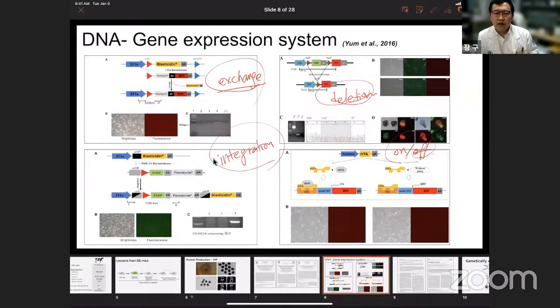This is the basic molecular biology toolset. We can control genes through exchange, deletion, integration, or on-off. This is a well-known system for regulating the genome of a cell line or animal. I tested those four kinds of genetic regulation systems in bovine or porcine fibroblasts.